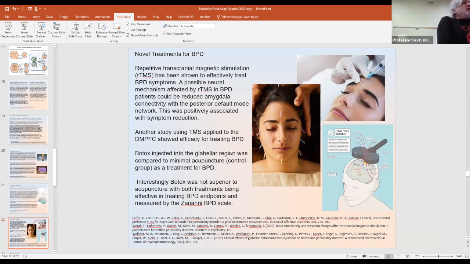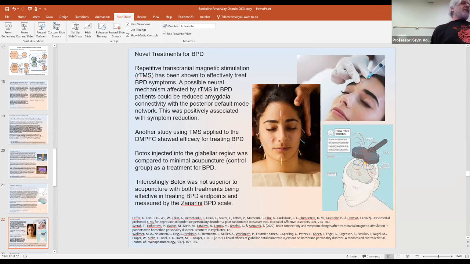Other weird studies, novel treatments for BPD: Botox. They injected Botox into the glabellar region. Anybody know what the glabellar region is? Good brownie points today. Right here, glabellar region. Yes, very good. Excellent, you guys. And as a control group, they used minimal acupuncture, just a couple of needles. Not this lady, but a couple of acupuncture needles. And interestingly enough, they found that both the Botox and the acupuncture reduced the symptoms.